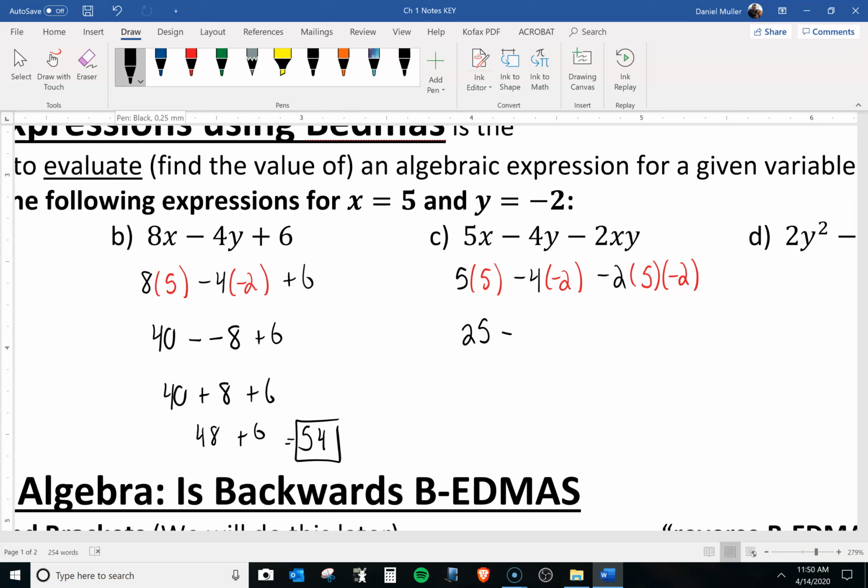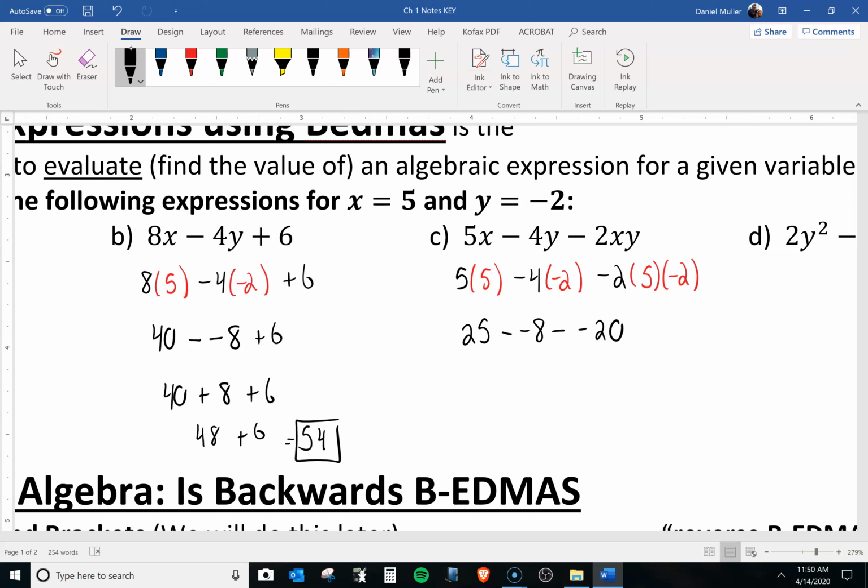Minus, there's a 4 times negative 2, which is a negative 8. Again, you could have thought of that as negative 4 times negative 2 and got a positive 8, which is what I'll get here. Minus, so there's a 2 times 5 times negative 2. Now 2 times 5 is 10. 10 times negative 2 is negative 20. Or you could have thought of this as a negative 2 times a 5 times another negative 2. So negative 2 times 5 would be negative 10. And negative 10 times negative 2 would become a positive 20, which is what I'll get here.